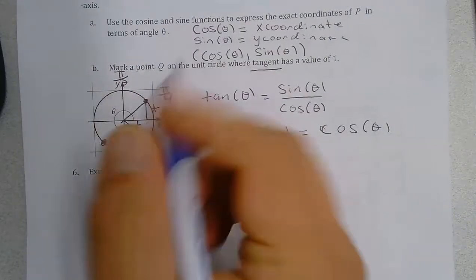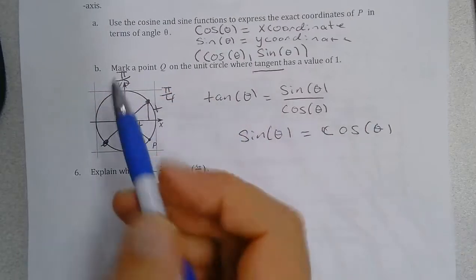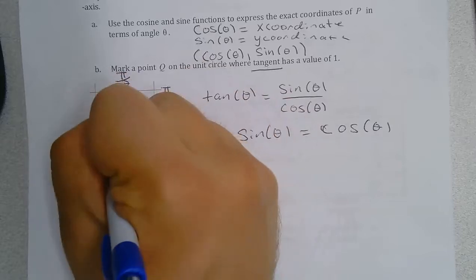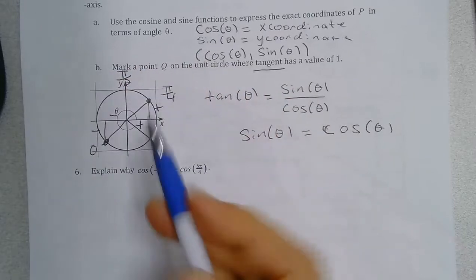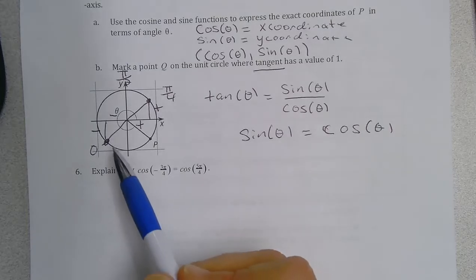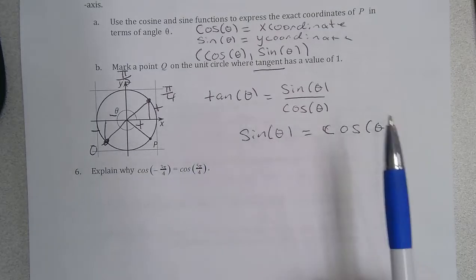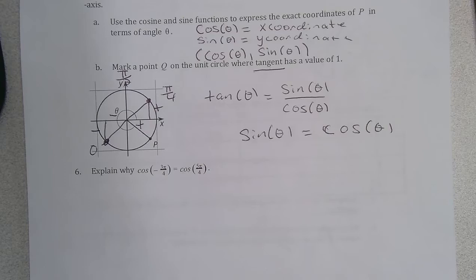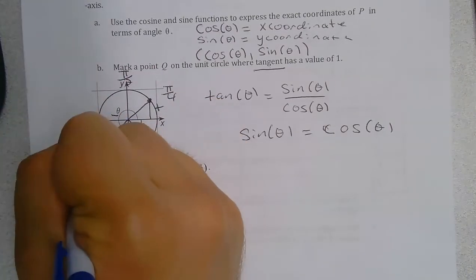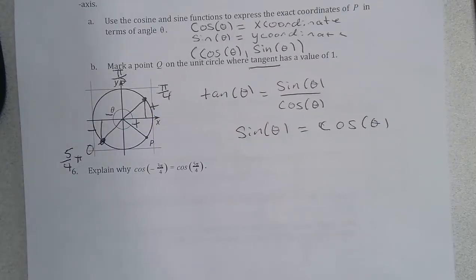And that also happens down here when you have the cosine being negative and the sine being negative, and a negative divided by a negative is also going to be 1 for that value. So here, this would be 5 over 4 pi.